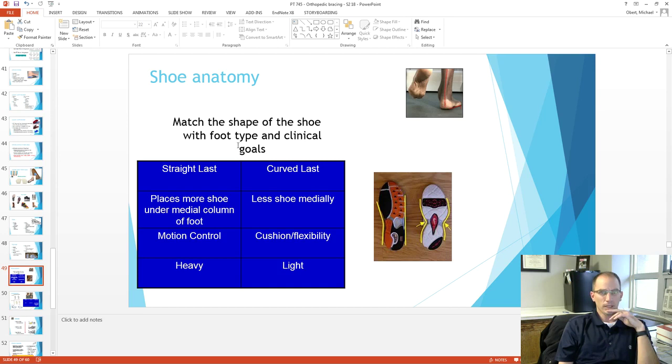So just something to keep in mind when we're prescribing a particular type of shoe. If we look a little bit more into the shape of it, our goal is to match the shape of the shoe with the foot, okay, and what our goals are.